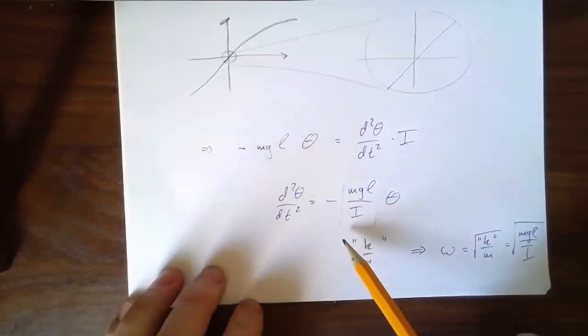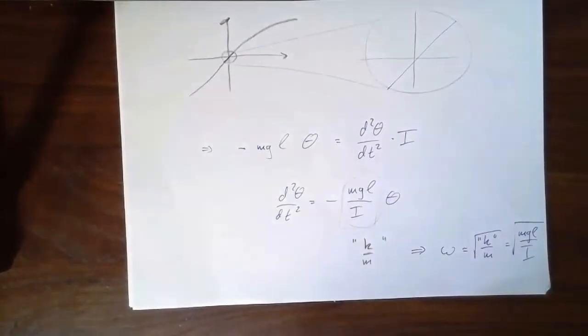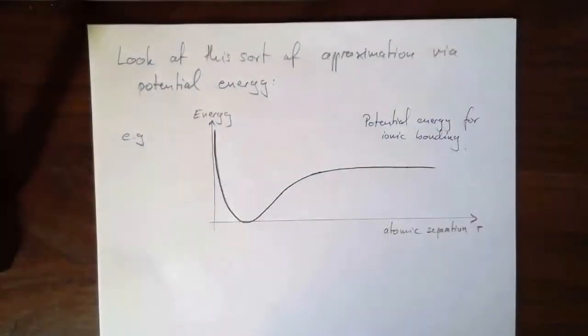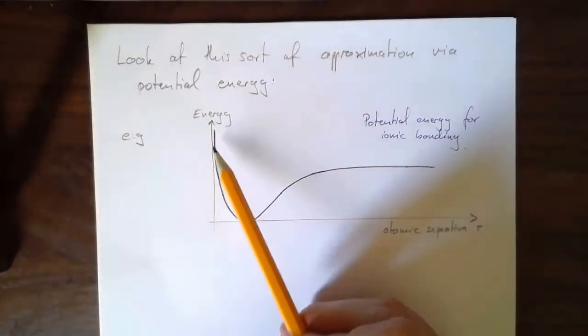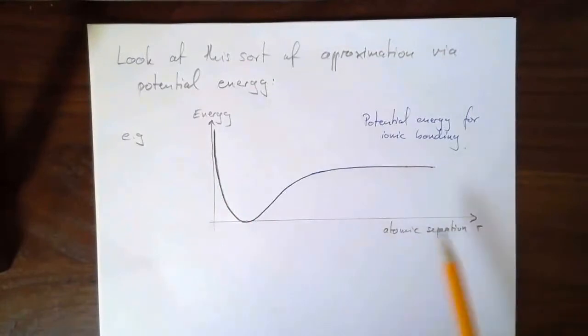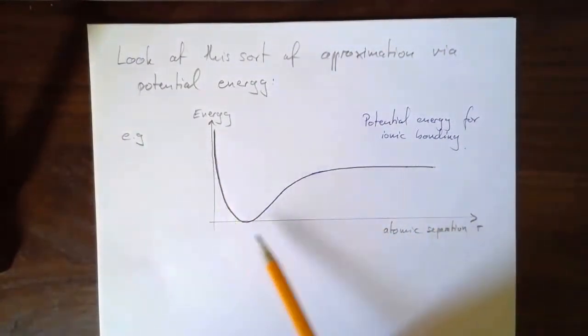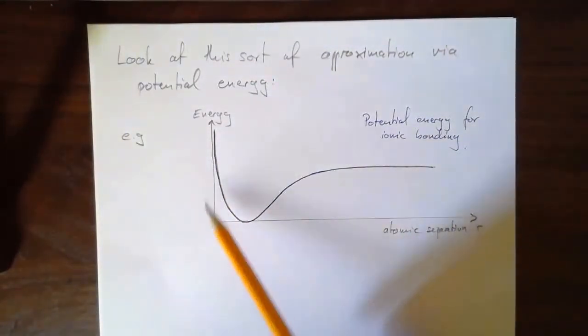Okay, now let's look at the energy side of this kind of approximation. To look at this kind of approximation from an energy perspective, I just want to focus on an example. I'm going to take a potential energy against position graph that has this kind of shape. Now, what does this represent?